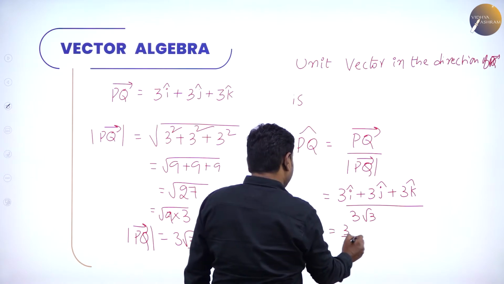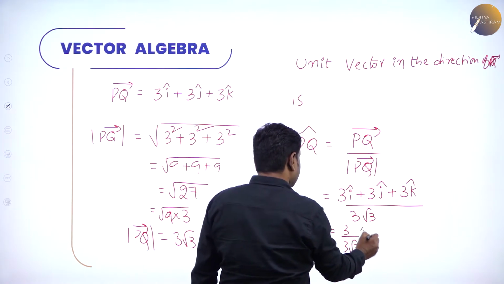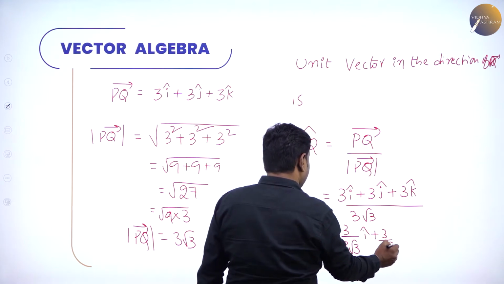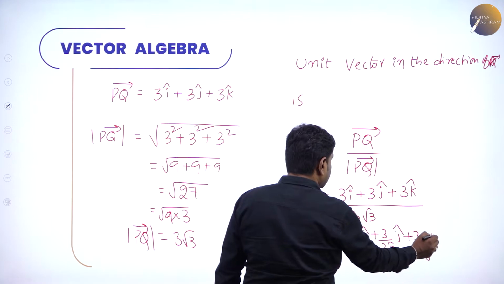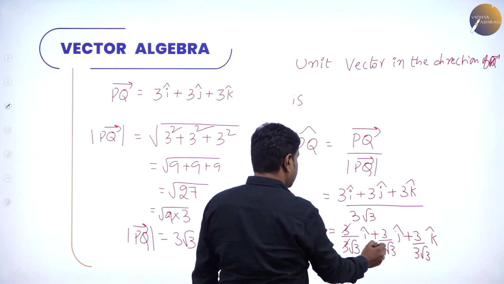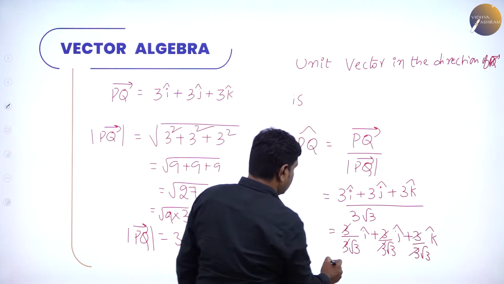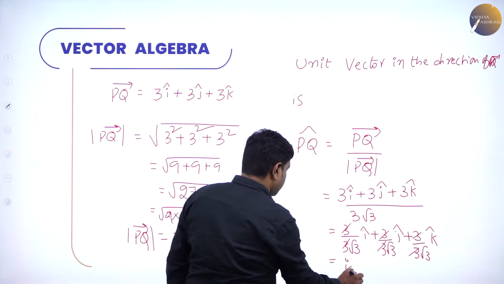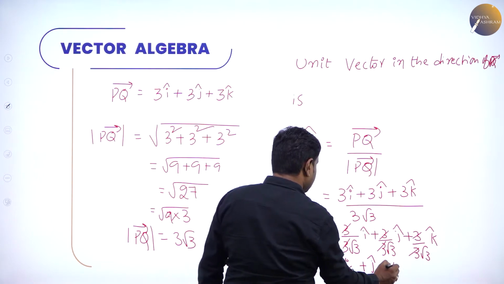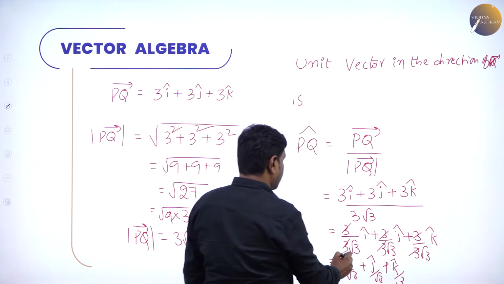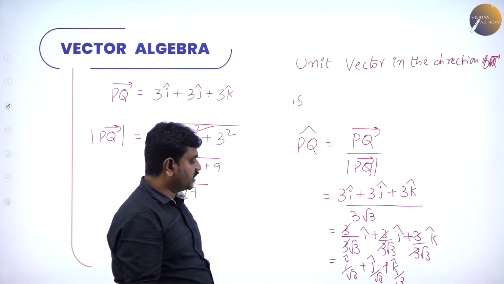Split this, that will become 3 by 3 root 3 i cap plus 3 by 3 root 3 j cap plus 3 by 3 root 3 k cap. So further you can simplify, 3 cancels. So finally we'll have i by root 3 plus j by root 3 plus k by root 3. I cap by root 3, j cap by root 3, k cap by root 3.